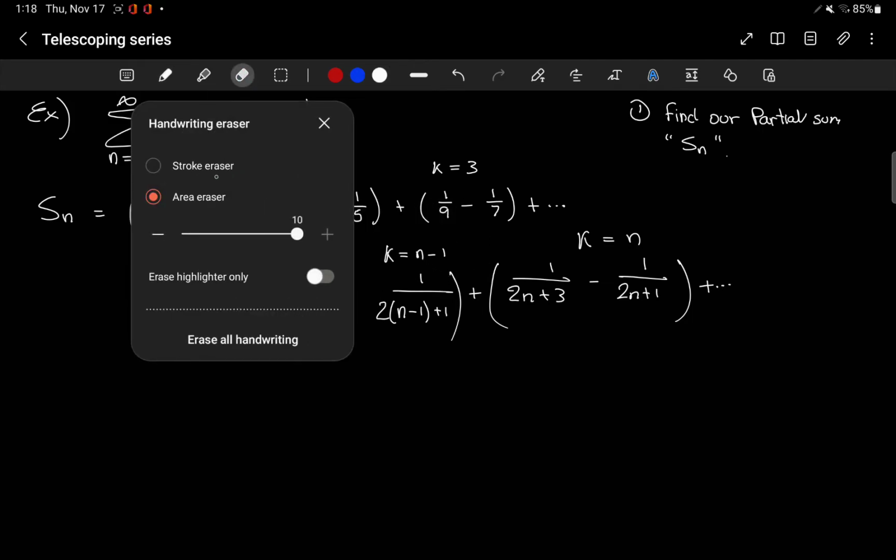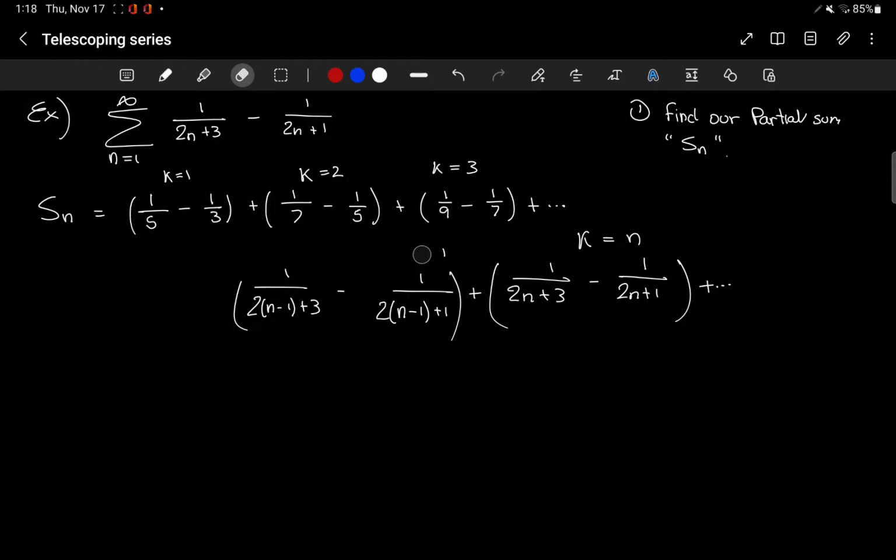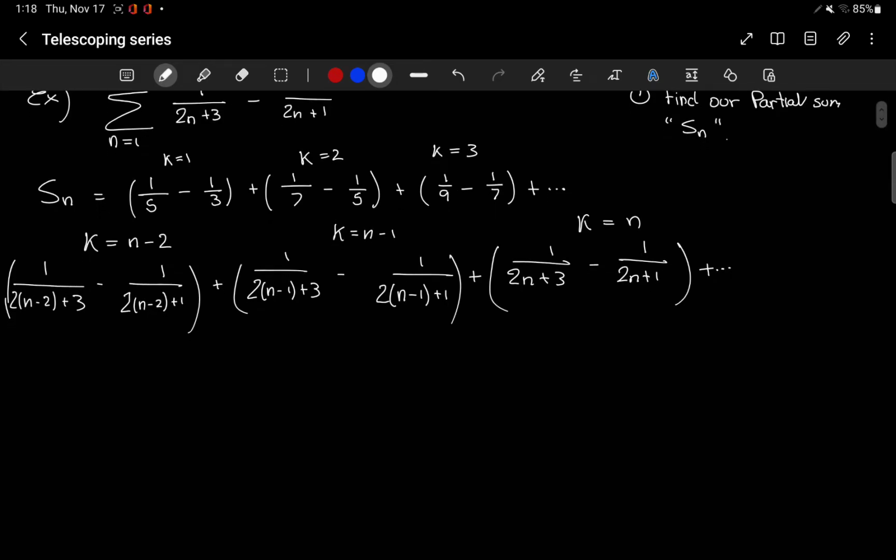I'm gonna move this over here. That's when k equals n minus 1, and so finally we have when k equals n minus 2, we have 1 over 2 times n minus 2 plus 1 minus 1 over 2 times n minus 2 plus 3. Well, that's a really ugly one.